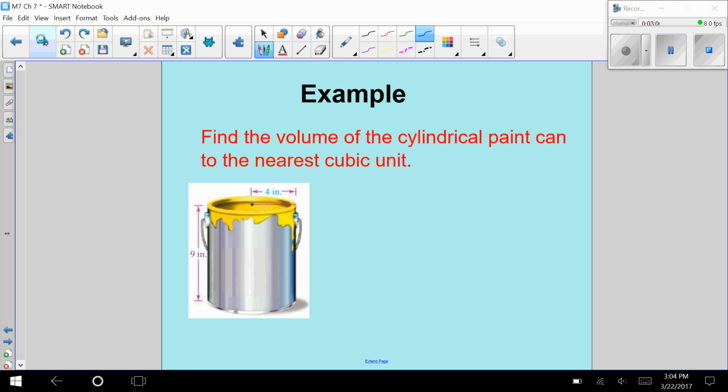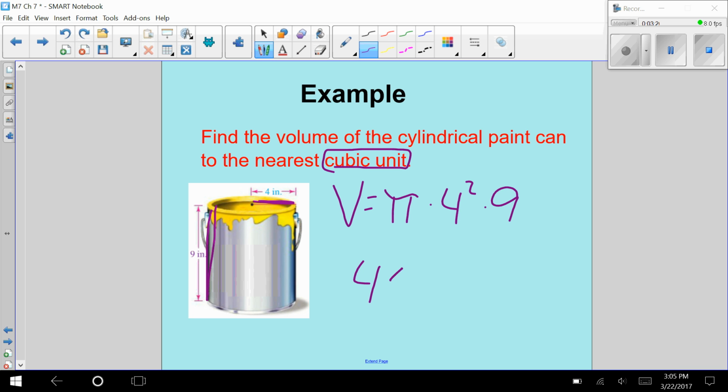Now for a cylinder. We take volume equals pi times our radius. The radius of our base is 4 squared times the height of our cylinder, which is 9. Pi times 4 squared times 9 to the nearest cubic unit, which would be a whole number. So it makes 452 cubic inches.